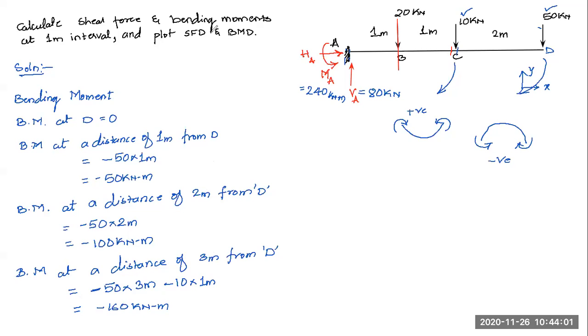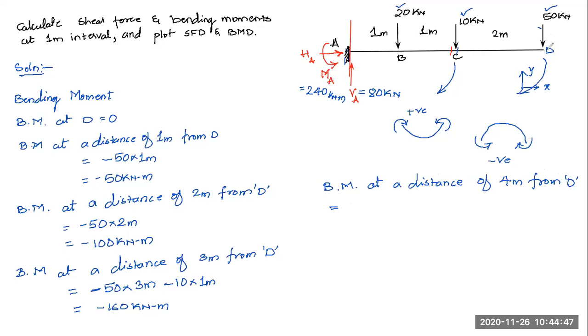Right, now we will further move this section by 1 more meter. If I move it by another 1 meter, I'll be at point A, exactly at the support A. Now what is going to happen to the bending moment value? If you take all the forces to the right side of the section, this 20 is also in the picture now. So the bending moment at a distance of 4 meters from D, what I have is due to the 50 kilonewton load.